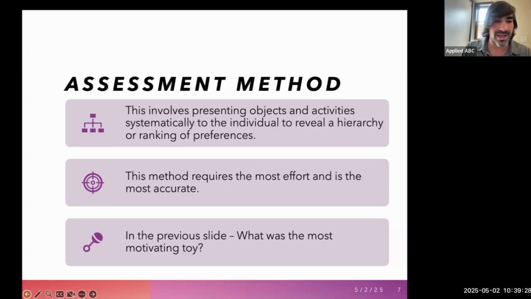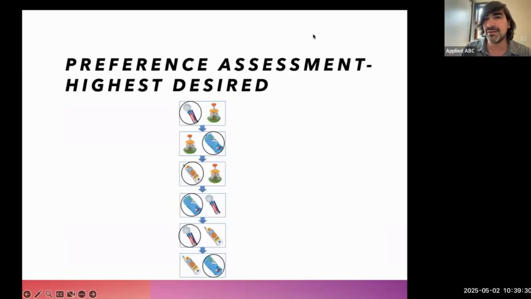So let's go back, looking at this. If anybody wants to raise their hand and tell me, where's my participants? There we go. Looking at this, can you tell me what the most motivating, most preferred item is?